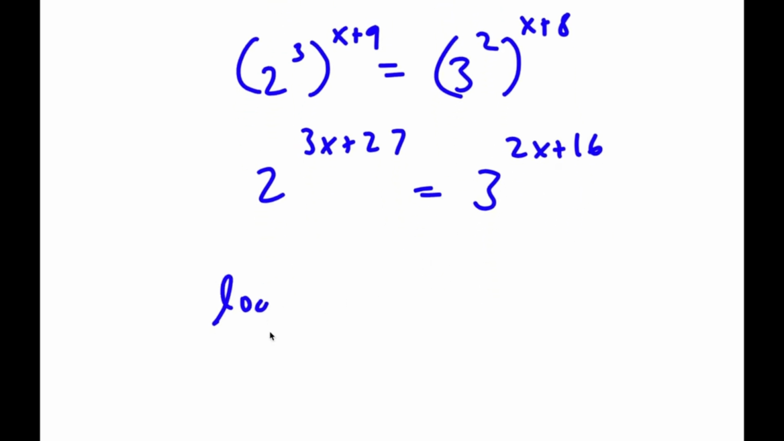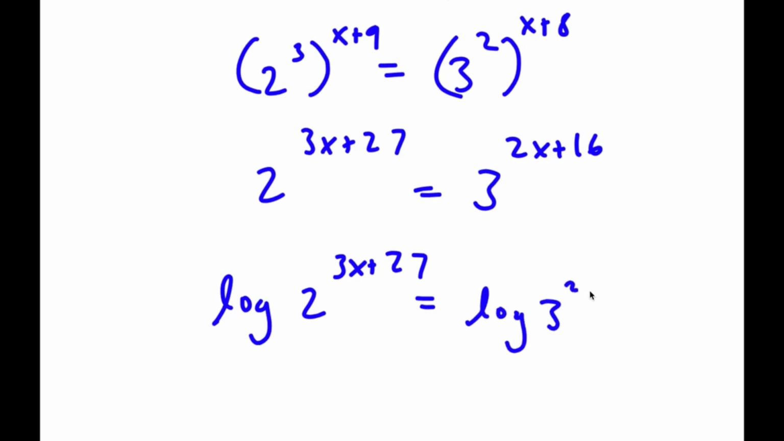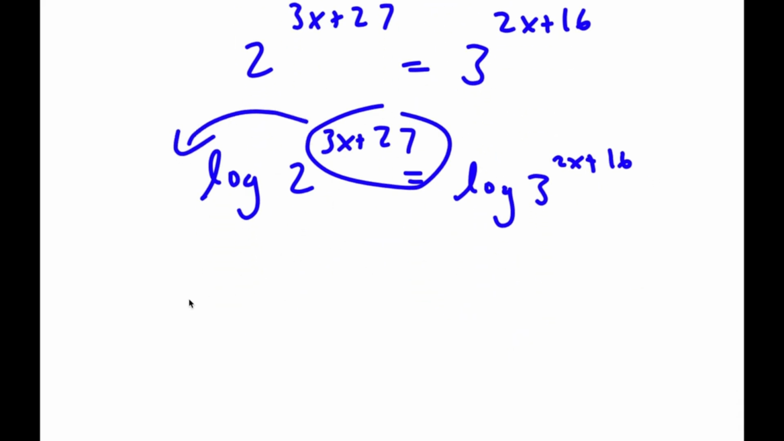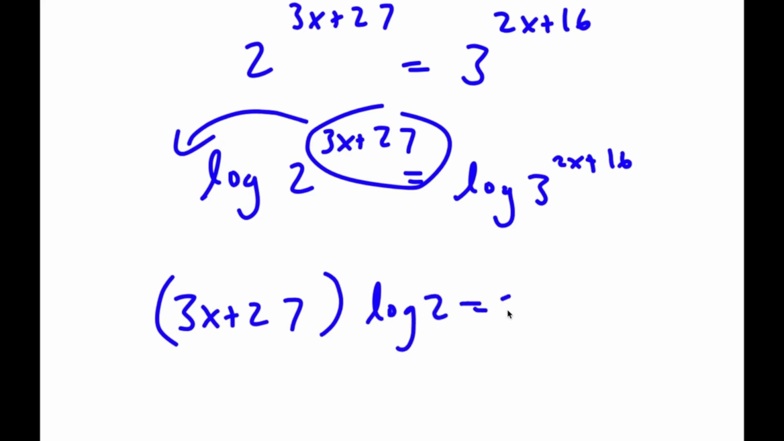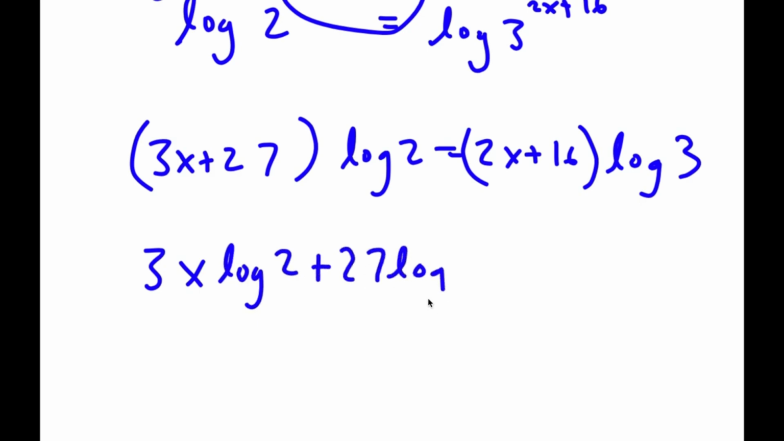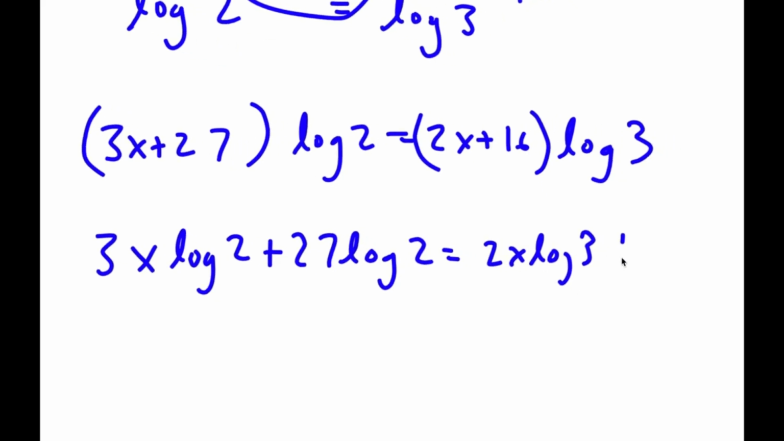Now, if I take the log on both sides, I have log 2 to the power of 3x plus 27 is equal to log 3 to the power of 2x plus 16. Now, I can go ahead and move this to the front, same with this one, so I get 3x plus 27 times log 2 is equal to 2x plus 16 times log 3. So now if I distribute, I get 3x times log 2 plus 27 times log 2 is equal to 2x times log 3 plus 16 times log 3.